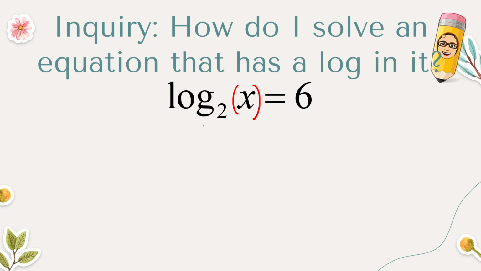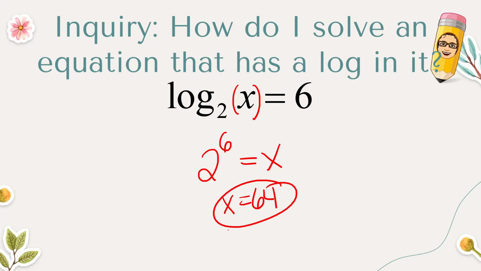I wonder if I can undo the log. Maybe I can go to a different form. Maybe I could convert to exponential form. So I could start at my base of 2, exponent of 6, and that would be equal to x. 2 to the 6th, I know that's 64. And then what you could do is plug that in, and if you did log of 64 divided by log of 2, aka change of base formula, you would get 6.